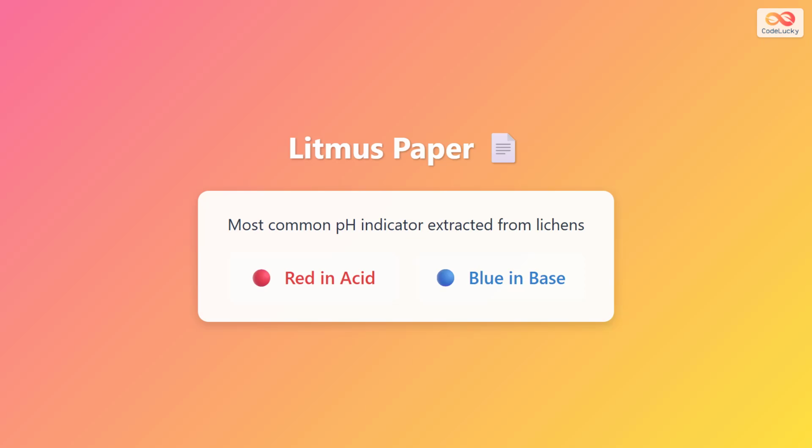Litmus paper is the most common pH indicator. It is extracted from lichens, which are organisms formed by algae and fungi living together. Litmus paper turns red when placed in an acidic solution and turns blue when placed in a basic solution. This simple color change makes it an easy and popular testing tool.